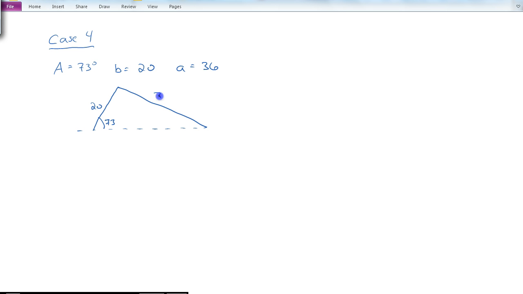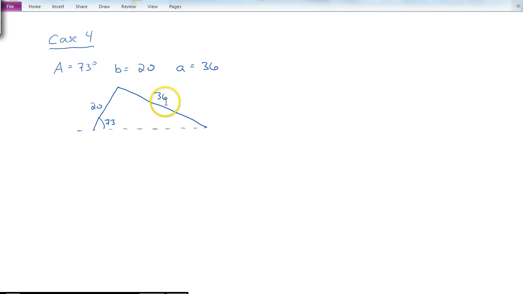Okay, and as promised, we're going to finish the case 4 example that we had from above. So I believe the numbers were the angle A was 73 degrees, the side B was 20, and then we chose A to be really long, and the number was 36. Okay, so we've got this picture. We've got a 73-degree angle here, a side length of 20, and we've got a really long side over here.